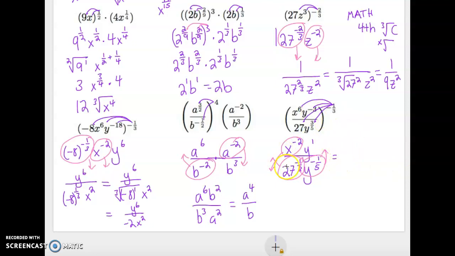All right, so then this simplifies too. On top, I have 27 now to the positive 1/3. This y to the first stayed up there, so just a y. And then a y now to the positive 1/5. And then on the bottom, the only thing I'll have down there is an x squared.